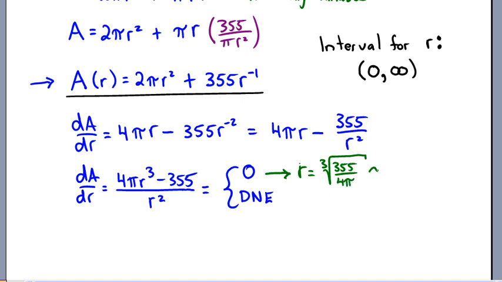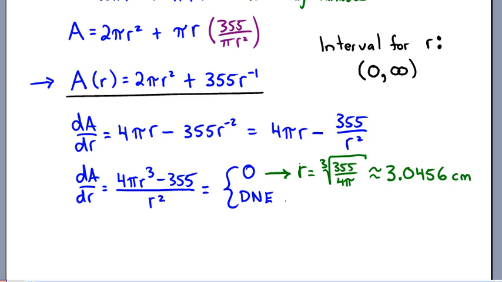Now, when I tried that out on my calculator just to see what it would be as a decimal, it was 3.0456 centimeters, which is pretty darn close to how big the radius actually is for a Coke can.